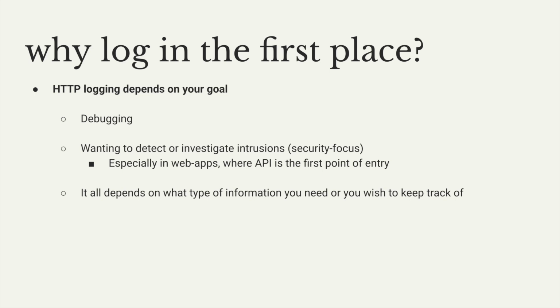And so why should we log in the first place? Well, HTTP logging depends on your goal. Whether you're debugging, or you want to detect or investigate intrusions, having a more security focus, especially in web apps since the API is the very first point of entry for all users. So it all depends on what type of information you need or wish to keep track of. And it's really useful since we could keep track of specific parts of the requests and responses, as well as see what's going on in our web app.